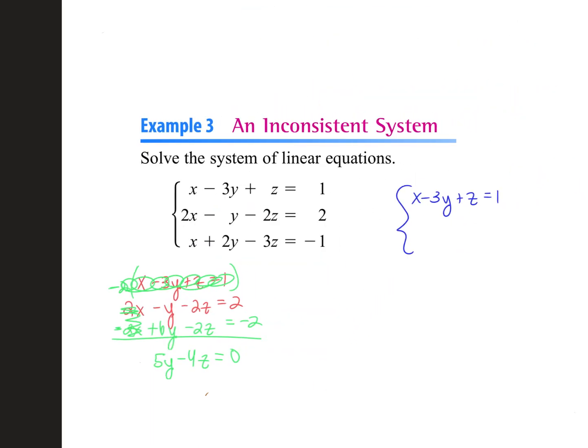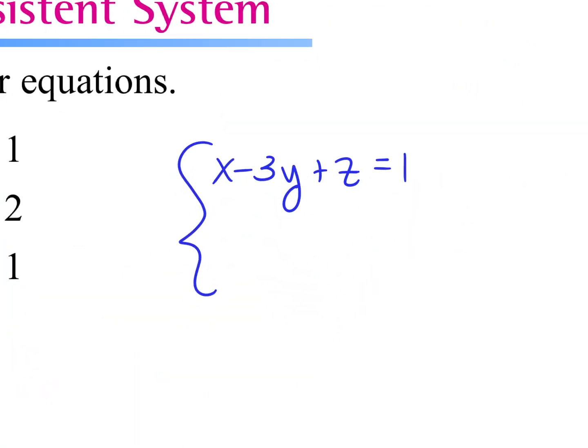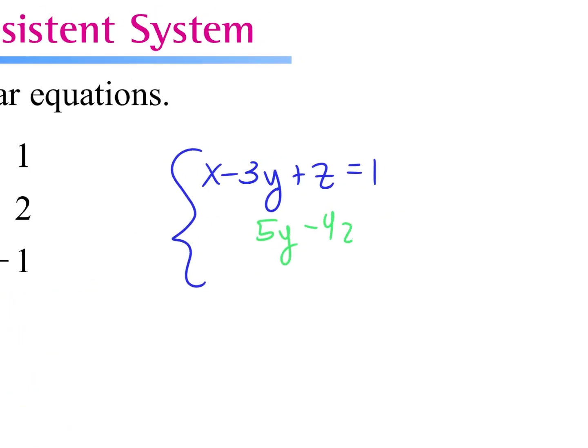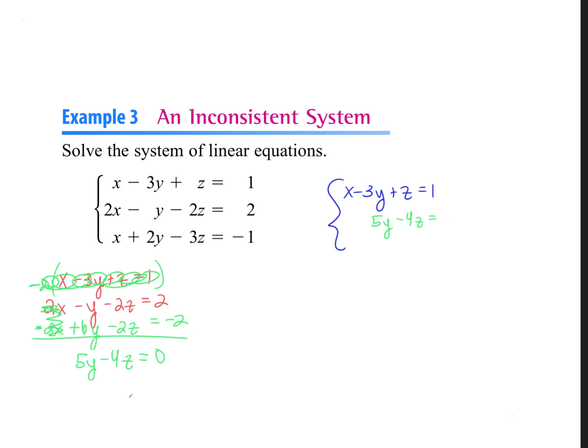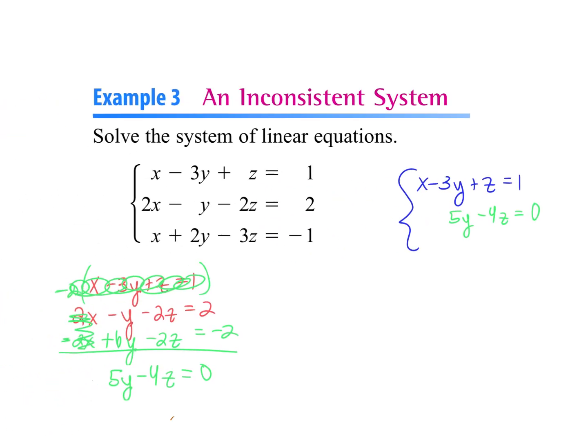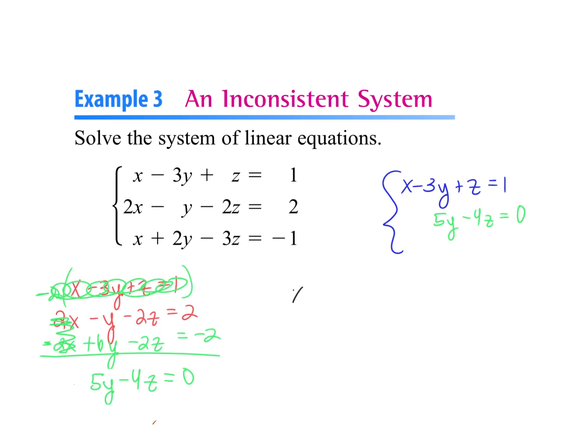So there's my second equation: 5y minus 4z equals 0. Okay, perfect. Now I'm going to come over here and figure out how to find that last equation. So I have a two-step process. I need to first take 1 and 3 and eliminate x's.